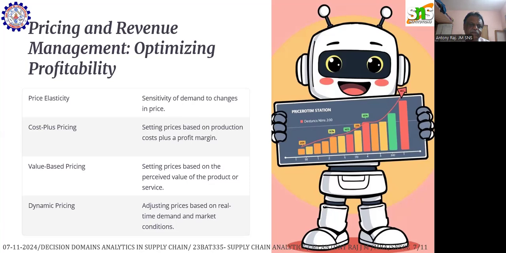Cost-plus pricing is the model where, based on the production cost plus a profit margin, we set the price. Value-based pricing is where you set the prices based on the value of the product. This is a very unique model. And dynamic pricing is based on real-time demand and market conditions. For example, Ola, Uber: in peak hour conditions, the price of the car which you're going to rent changes. Now, this all comes through real-time tracking coming from the analytics part.